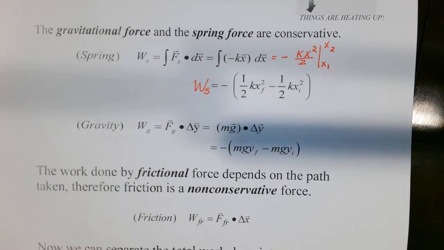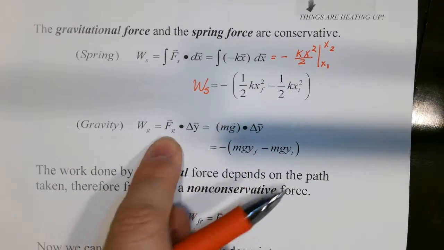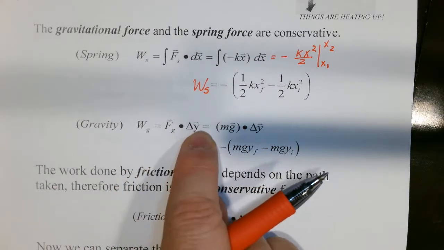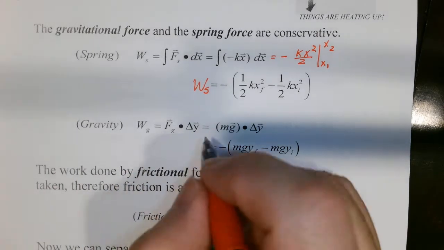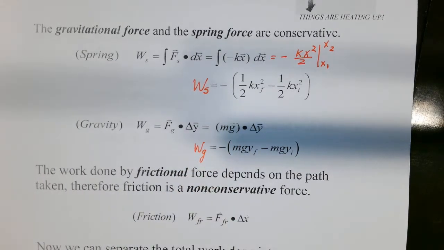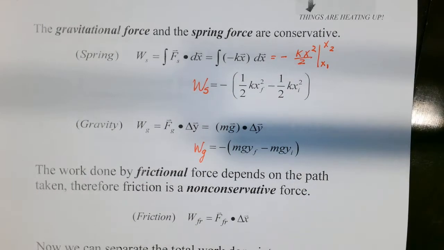Work done by gravity, of course, Fg is a constant force. All you have to do is dot it with the displacement. So mg dot delta y would be the work done by the gravitational force. So these are conservative forces that we should be familiar with.